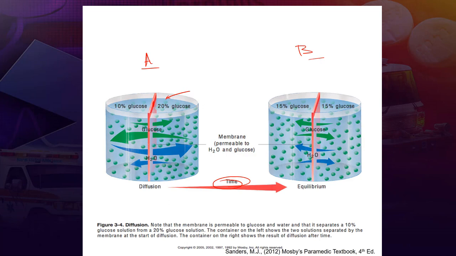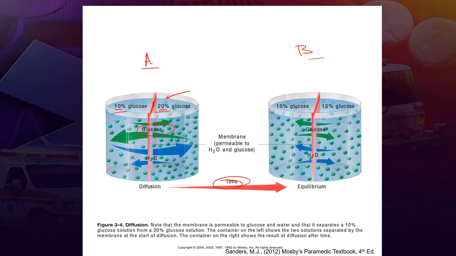On the creation of this bottle and the membrane, we poured 20% glucose onto one side and 10% glucose on the other side, meaning there's twice as much glucose on the right side as there is 10%, or half as much glucose on the left side. Both are sitting in water. So first we'll talk about diffusion, and then in the same picture we can talk about osmosis. So let's talk about glucose first, because if we're talking about water movement, it's osmosis. If we're talking about other things than water, we're talking about diffusion.